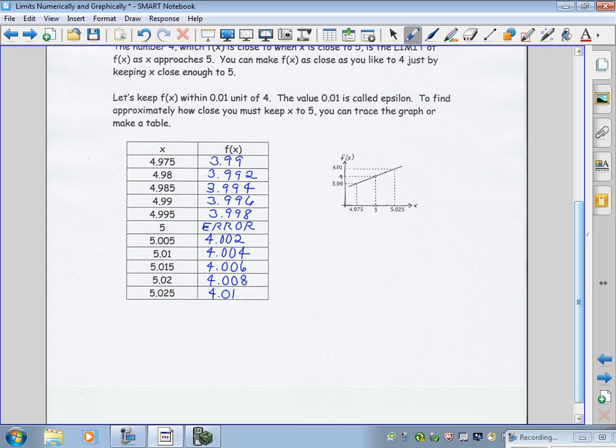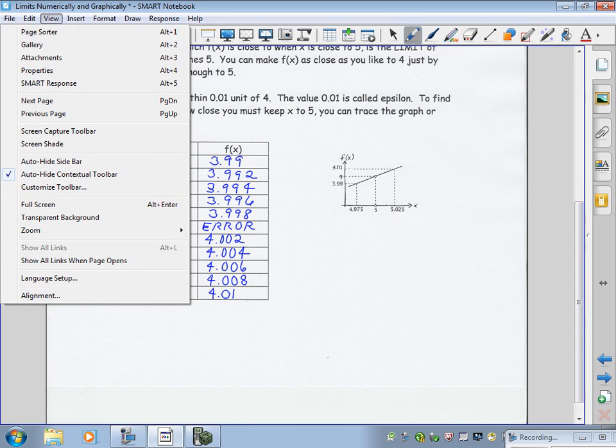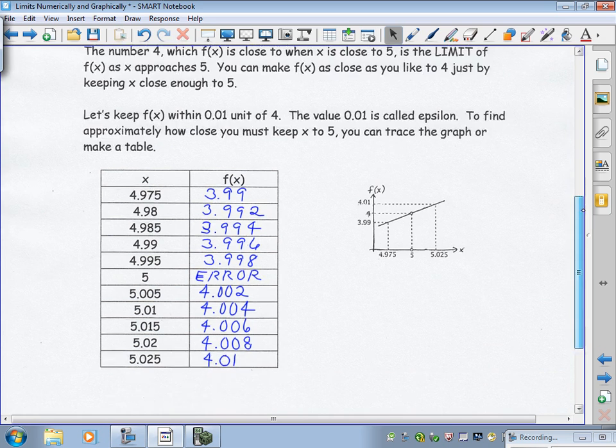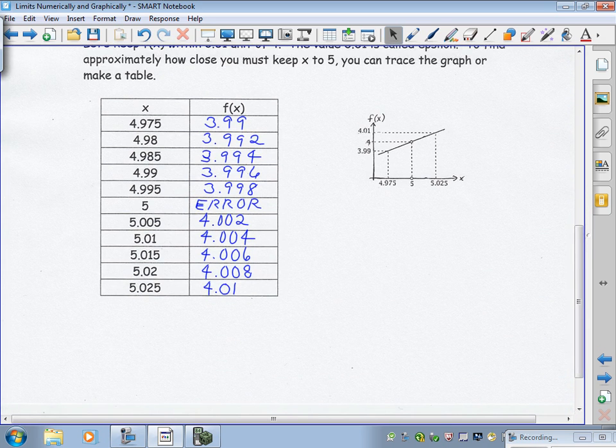It says let's keep f of x within 0.01 unit of 4. It's a little bit easier to think about this if you look at the picture here. Let's see if we can make this a little bit bigger. Okay, looking at this picture, you can see you're adding 0.01 to 4 and subtracting it from 4. So those are kind of your boundaries on the y's.